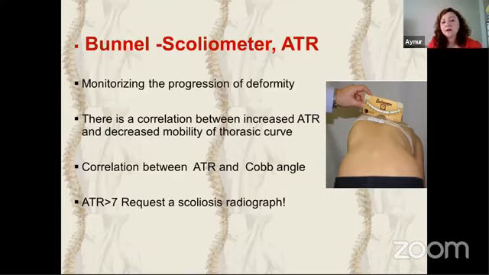We use ATR, angle of truncal rotation, for monitoring the progression of deformity. There's a correlation between increased ATR and decreased mobility of the thoracic curve. There is a correlation between ATR and Cobb angle. If the ATR is larger than 7, you can now request the scoliosis radiograph. Before this, please don't request an X-ray because X-ray is harmful for the patient. Because it causes some cancers or other bad things to the patient. You must calculate the ATR and then decide whether to request the scoliosis radiograph or not.